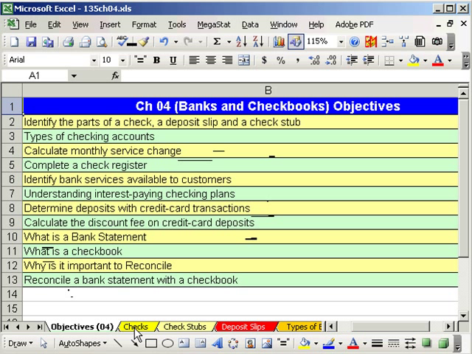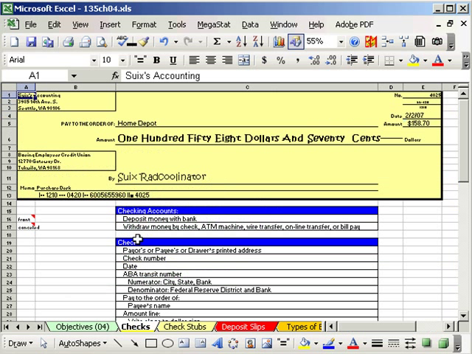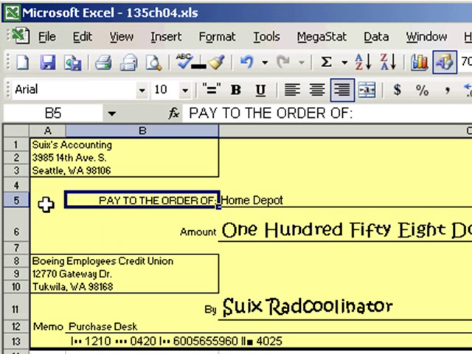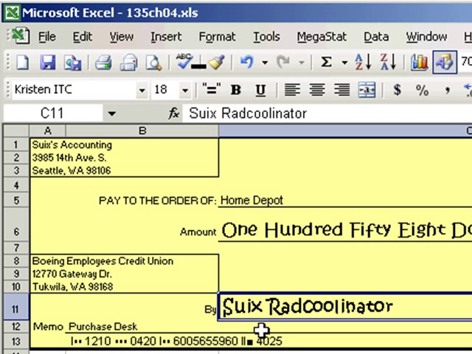Let's click on our next sheet tab, checks, and we're going to examine a check, and understand the different parts of a check. We're just going to go through all the different parts. What's up here in the corner? Sue's Accounting, and then the address. This is the person that's writing the check. This person right here writing the check, in this textbook they say payor, but you can also use the word payer or drawer. They all mean the person whose checking account it is and who's writing the check.